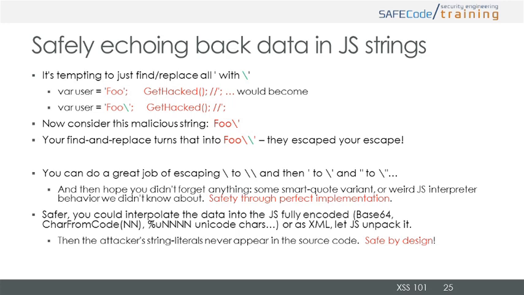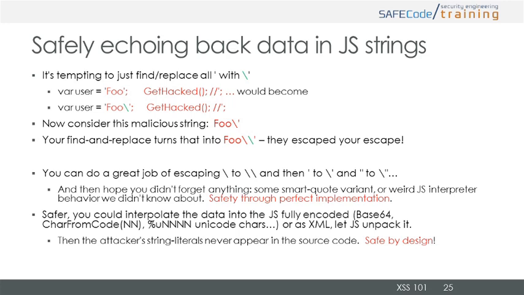You have two choices here. You can do a great job of remembering to not only escape the apostrophes, but also escape the other slashes present in the string. And then you have some other risks to worry about, such as whether there's some JavaScript interpreter behavior that we don't know about. Perhaps certain JavaScript interpreters decide that end of line automatically terminates a string, even if there's no apostrophe there. Or there may be some smart quote variant or some other thing. And if you get the implementation totally perfect, yes, you can escape apostrophes and keep data inside strings, and it will be all right. This approach can be characterized as safety through perfect implementation, and it is hard to achieve.